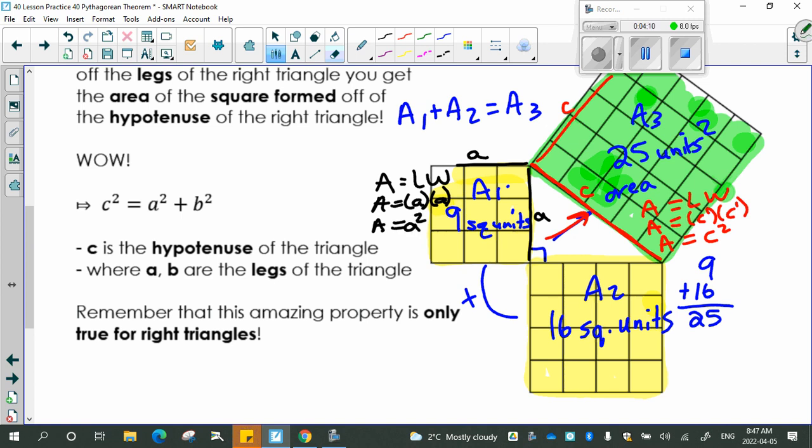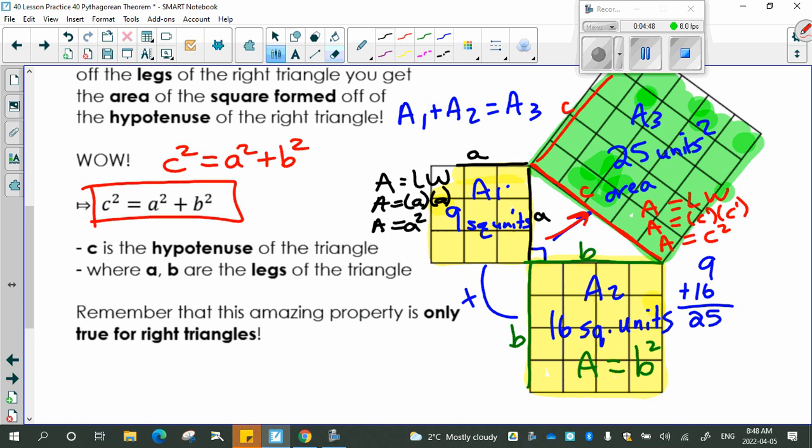And then if we call the length of the other leg B, then both these sides would be B, and the area of this one would be B to the power of 2. Good. So the area of this one, C squared, is equal to the sum of these areas, so A squared plus B squared. That's where that formula came from, and that formula is the Pythagorean theorem.